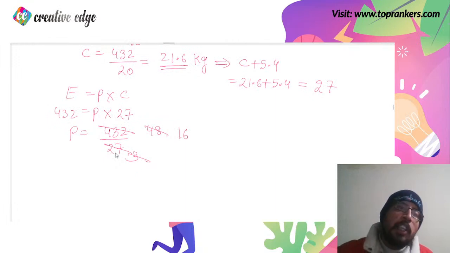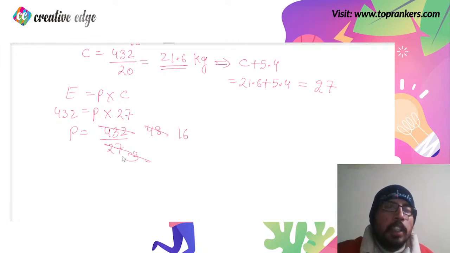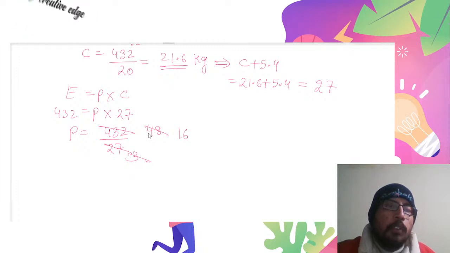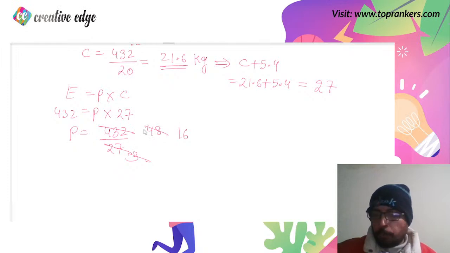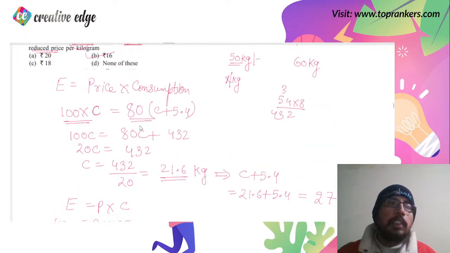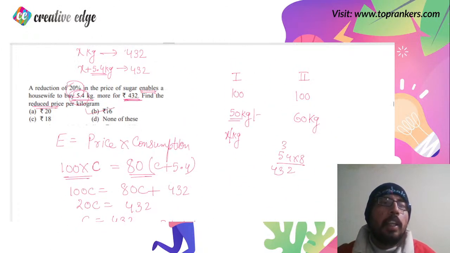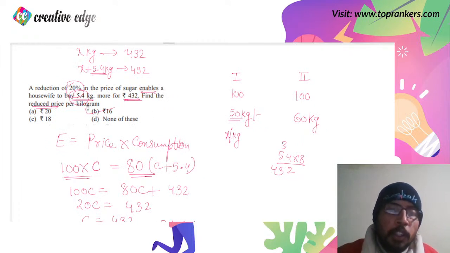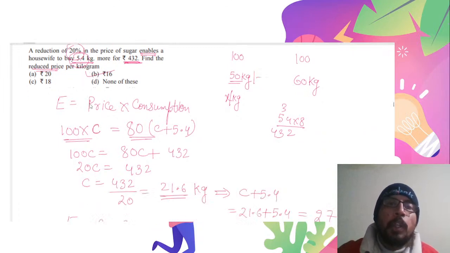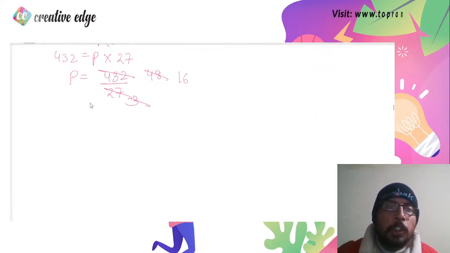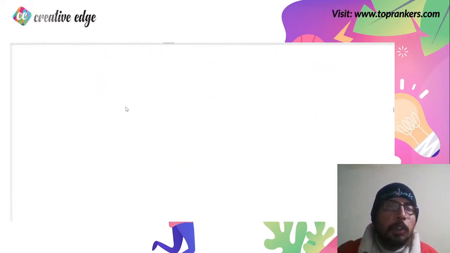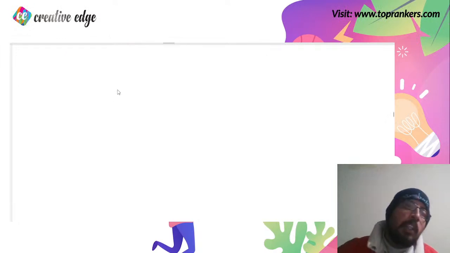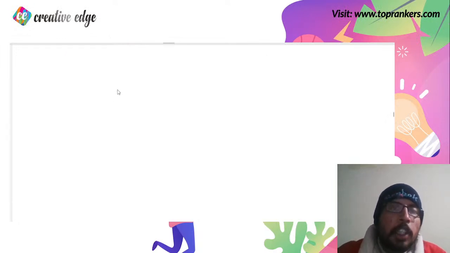Let me recheck it. 9 3s are 27, 9 4s are 36, 9 8s are 72. So the answer is 16 rupees per kg. This is my reduced price of sugar, right? So I hope you must have understood this question. Let us move to the next question. This was a bit lengthy, although yet it was an interesting question.